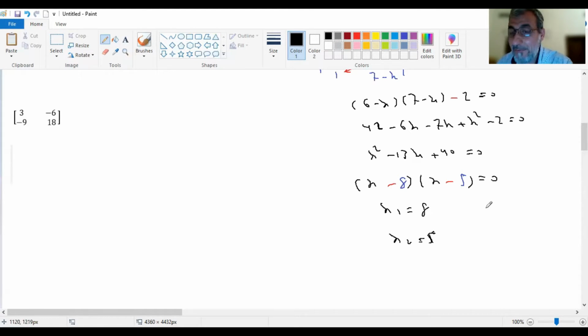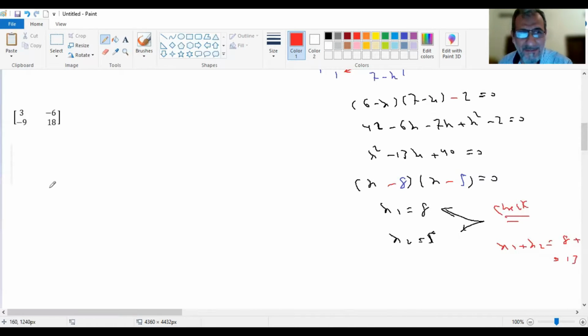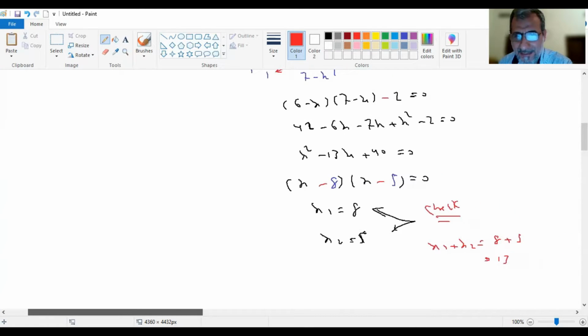Students, let's check the answer, whether it is correct or incorrect. Lambda 1 is equal to 8, and I have to add lambda 1 plus lambda 2. Lambda 1 plus lambda 2 equals 8 plus 5, which is 13. Look here, the diagonal sum is 13.